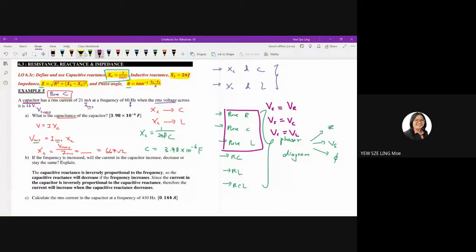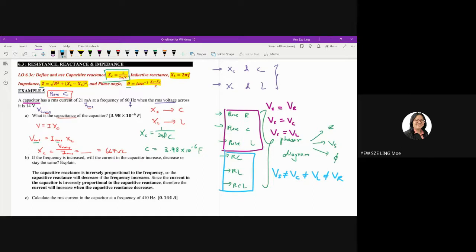But when you have a combination circuit, then you have to be careful. VS is no longer equal to VC, it is not equal to VL, and it is not equal to VR. That's why I told you it is very important to identify the type of circuit before you solve the question, so that you know whether the voltage belongs to the source, the resistor, the capacitor, or the inductor.